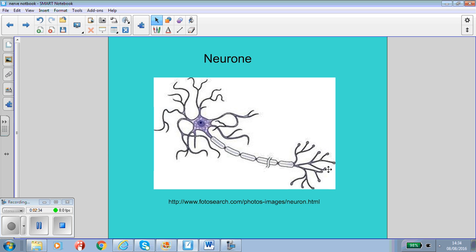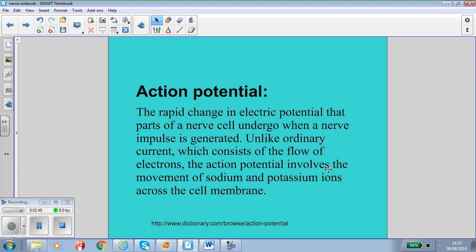But for today, we're really just focusing on the neuron itself, and in particular just now, how the impulses move along the length of that. And that happens through a process called action potential. So the definition that I've put there is obviously from a dictionary, so it's a little bit wordy, but we're going to explain that. So just to read it through then, action potential is described as the rapid change in electric potential that parts of a nerve cell undergo when a nerve impulse is generated.